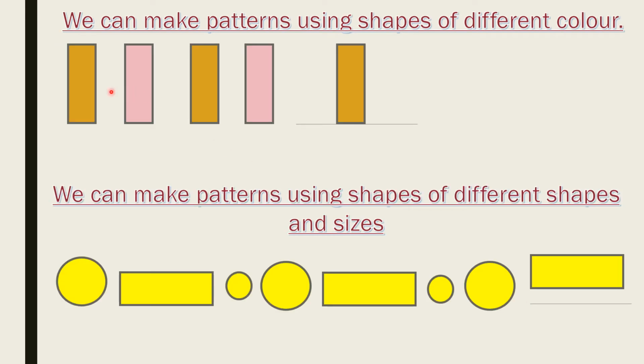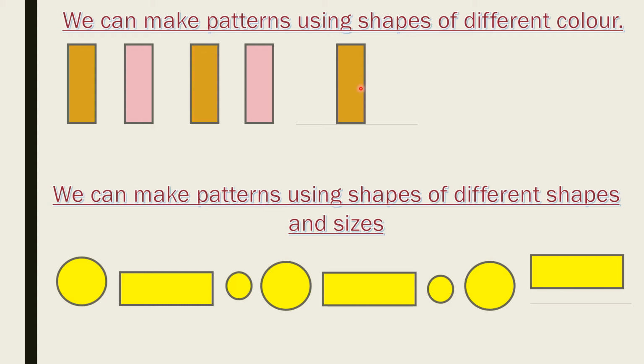Again, look at this. All the shapes are of same sizes. The shapes are the same, all are rectangles. But what is the difference in them? Their colors. Brown, pink, brown, pink, brown. Okay, so the pattern here is brown, pink color, brown, pink, brown, pink, brown. Brown rectangle would come here.